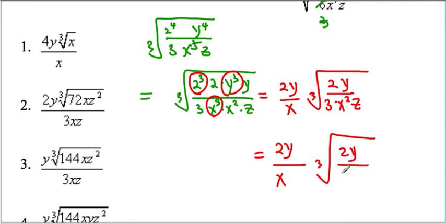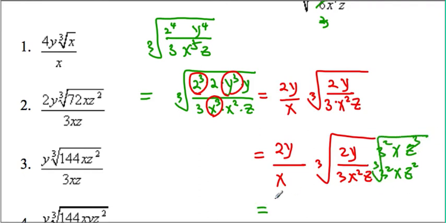2y and then 3x squared z. Now, one way which you can do is, let's multiply top and bottom by 3 squared. That's what we need to have the 3 cube. We have x squared, that means we just need x top and bottom. We only have z here, that means we need z squared, so that we could have perfect cubes.